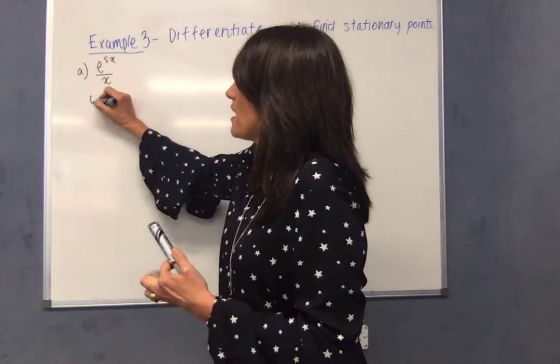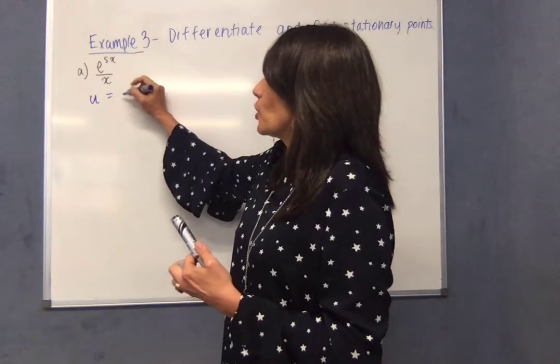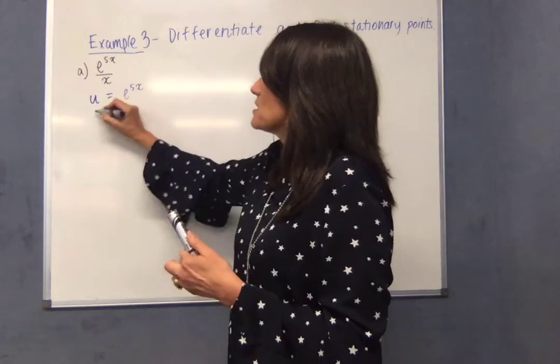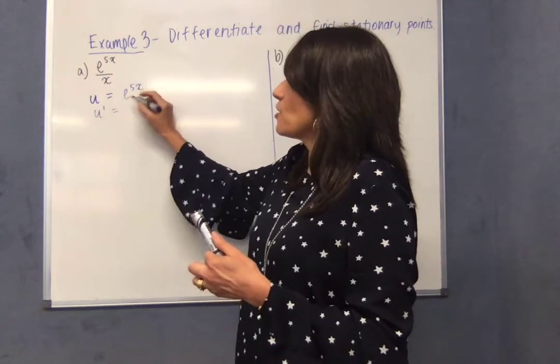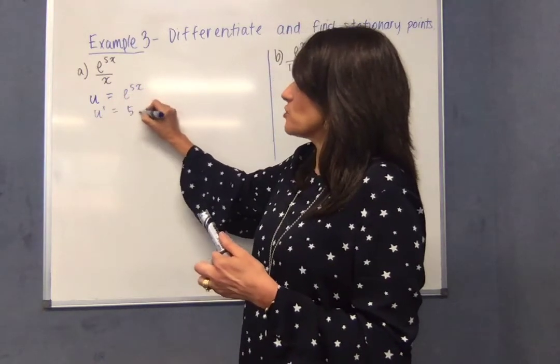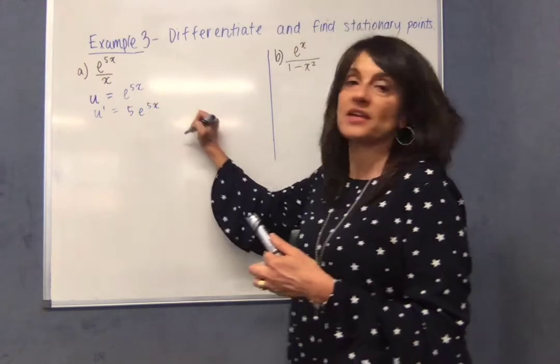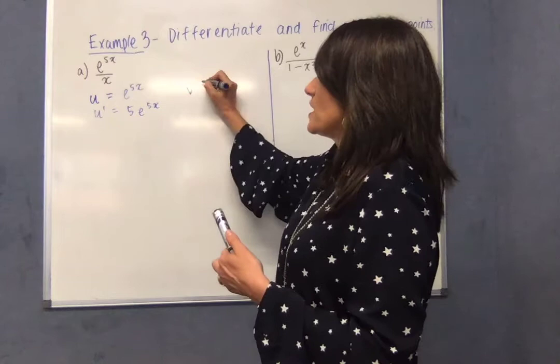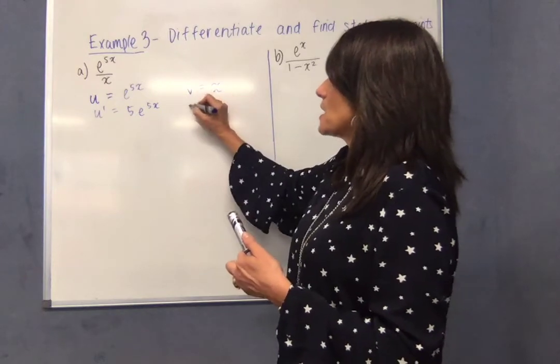We know that our function on the top we can call u, and u is equal to e to the power of 5x. And when we differentiate that, we bring the indice to the front, so it becomes 5e to the 5x. And our denominator, we're going to let that be v, so that's just x, and the derivative of that is 1.